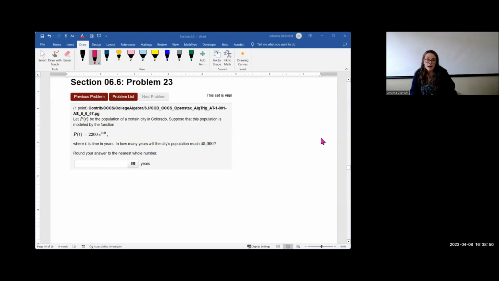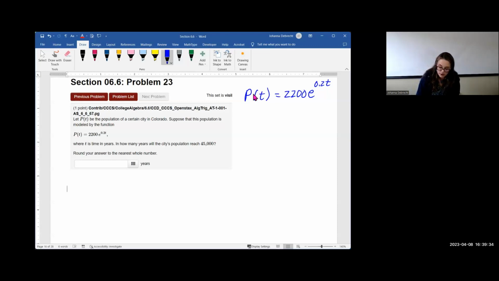Problem 23 is an application problem. It's a population growth, and since population tends to change continually, it is based on the exponential function e to a power. In this particular problem, we have the model P of t, population at a later point in time, given by 2200 times e to the 0.2t. 0.2 is our growth rate. 2200 represents the original population of the city. We want to know in how many years the population will reach 45,000 if this model continues to be accurate.